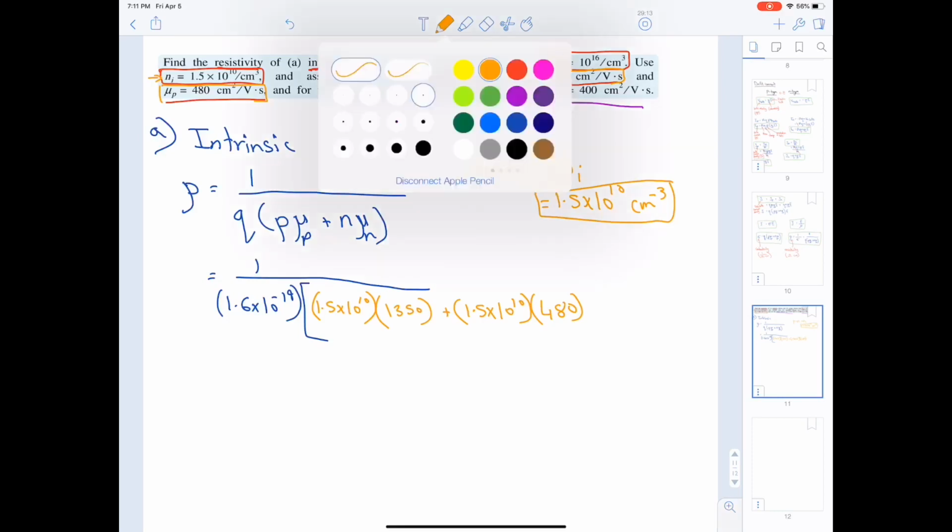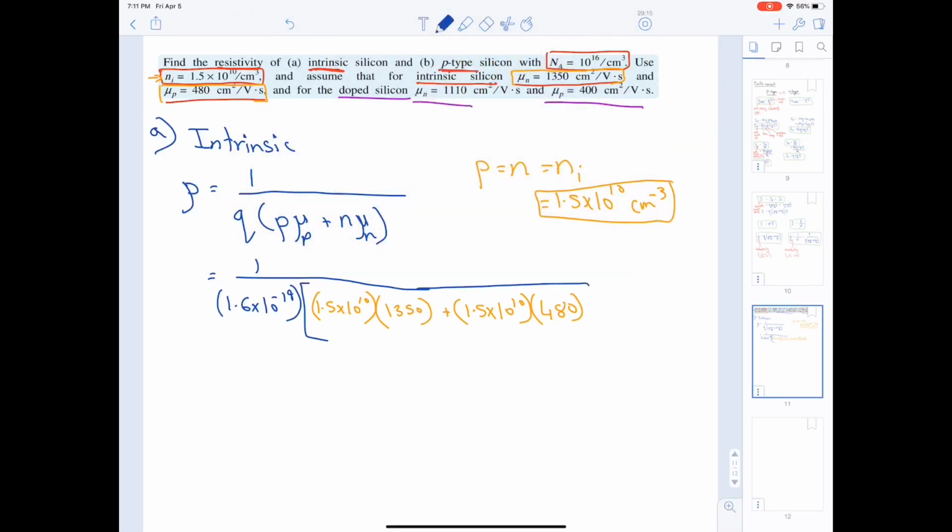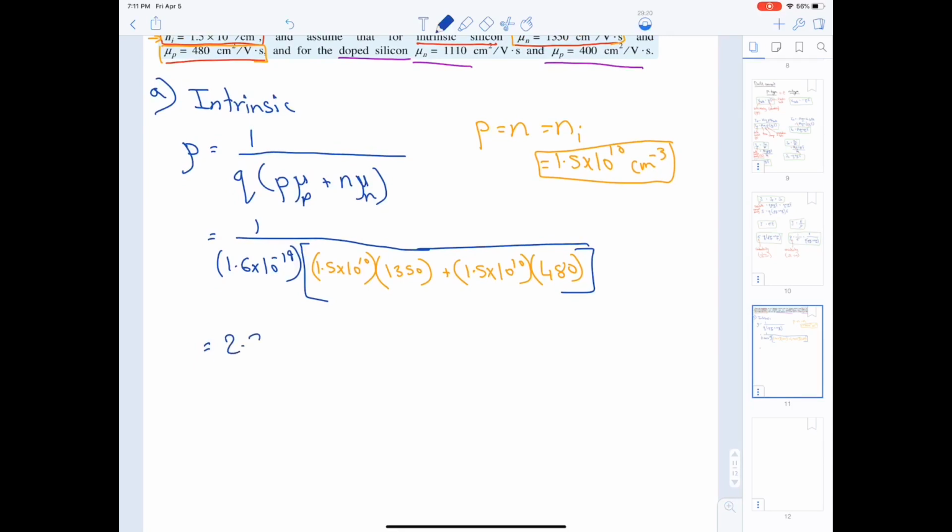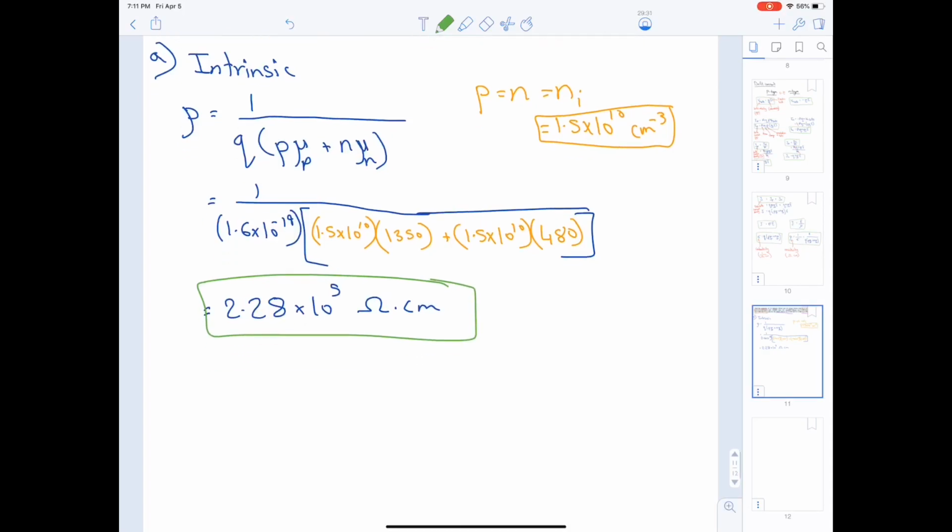Okay, this will give me 2.28 times 10 to the power of 5 ohm, don't forget the units, ohm dot centimeter, ohm multiplied by centimeter. Okay, that's for part A.